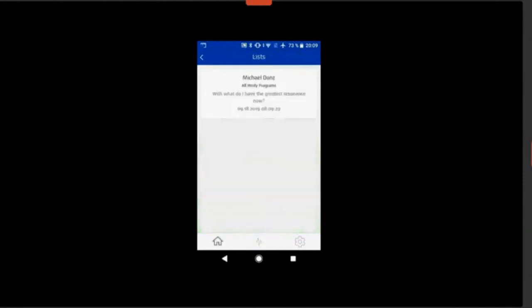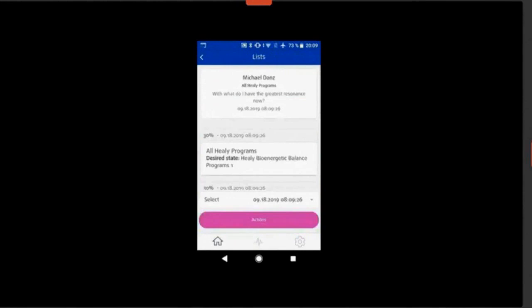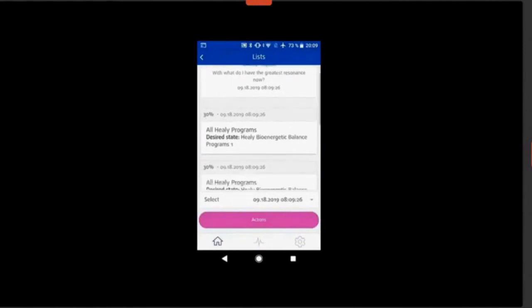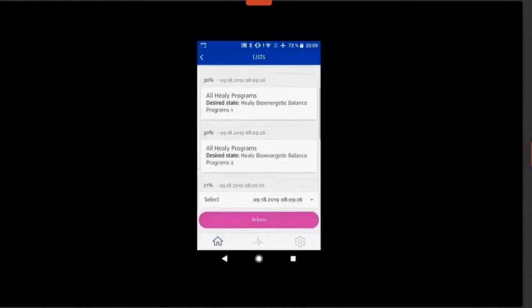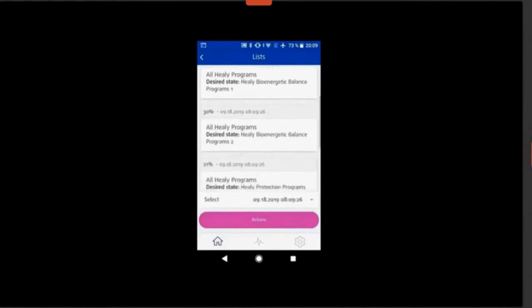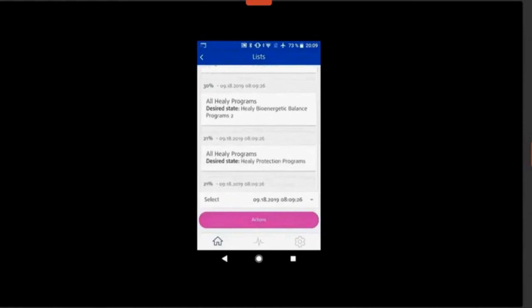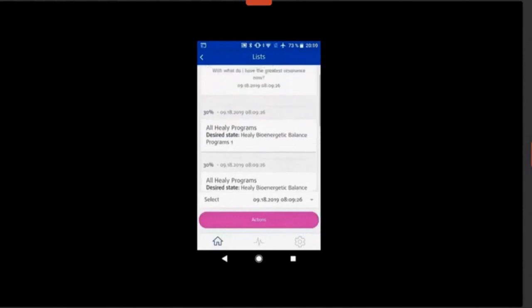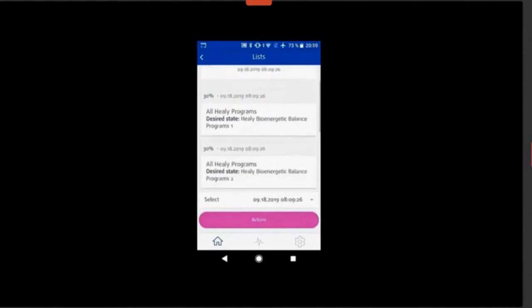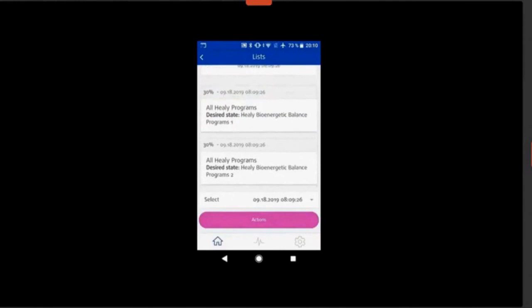So what is it? As you see, the program with the highest relevance would be Healy Bioenergetic Balance Program 1. Easy. So now I can go into Healy Bioenergetic Balance Program 1 or programs 2. That is also there. Healy Protection Programs. Interesting. So now you can, of course, you could take all of them, but it's recommended just maybe to take the first one, the highest one. Since both of them have a same relevance of 30%, I could basically choose now which one.